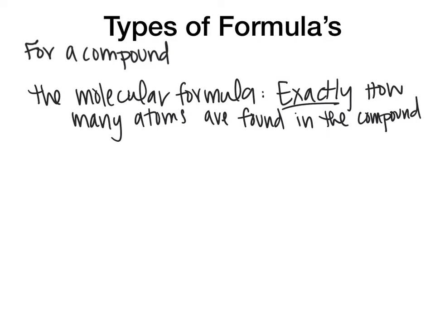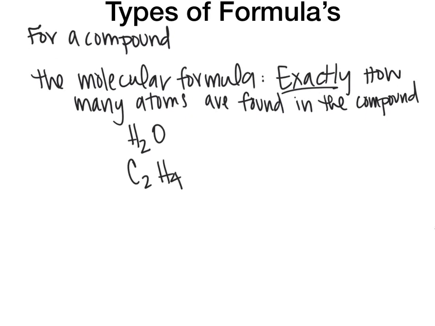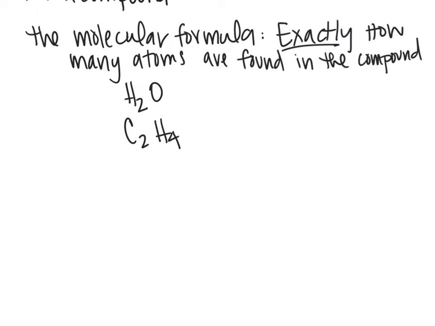So a molecular formula tells you exactly how many atoms are found in the compound. If you have 2 hydrogens and an oxygen, that's water. If we were to have 2 carbons and 4 hydrogens, that is also a molecular formula. The next formula we're going to look at is the empirical formula.